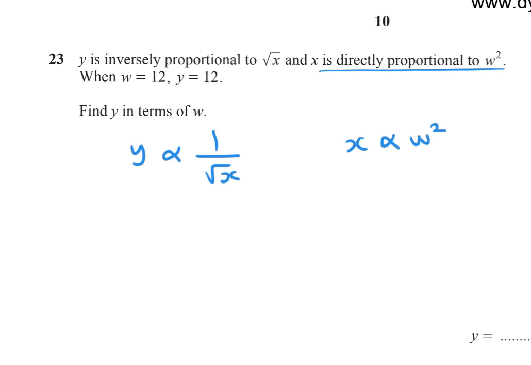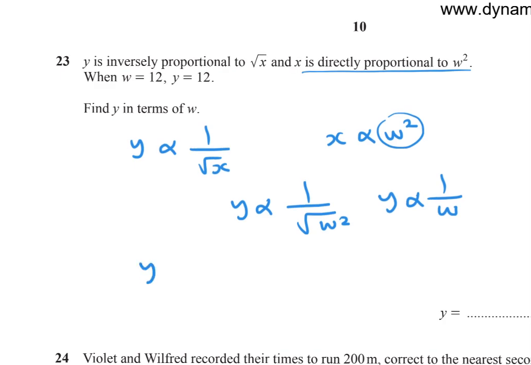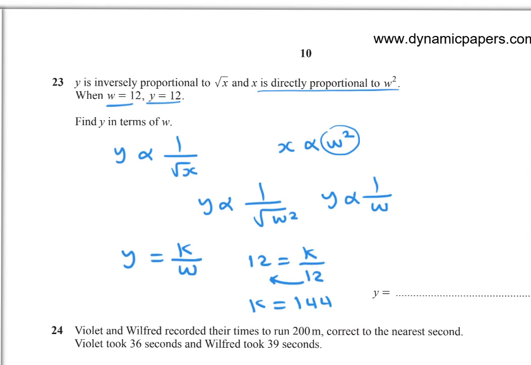Now we can deduce that y varies as 1 over square root, substitute x by w squared, so 1 over square root of w squared. So you can write y varies as 1 over w. Now we can write the equation y equal constant over w. To find k, substitute y equal 12 and w equal 12. So 12 equal k over 12, multiply by 12. So k is 144. So now y equals 144 over w.